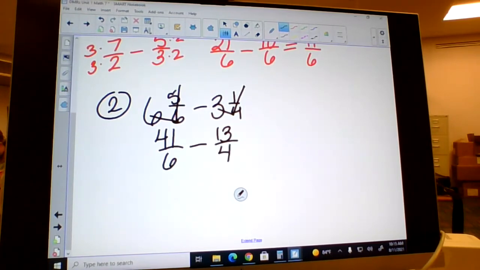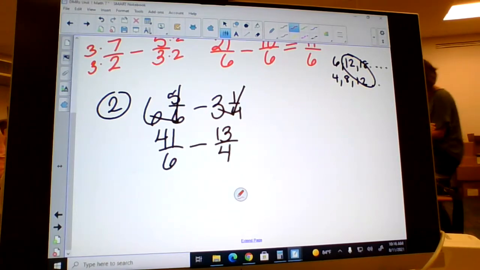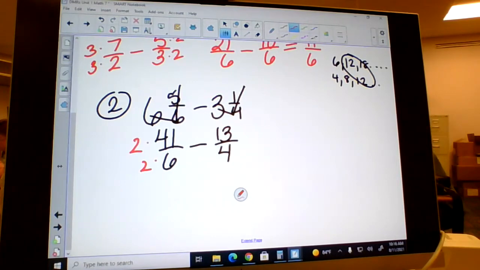Now, common denominator here. 12. If that didn't work for you, then make them 24. 6 times 4 is 24. That's totally fine. You'll just have to reduce at the end, and it's not that big of a deal, okay? But 12, if you're wondering how is she getting 12? Count by 6s. 6, 12, 18, so on. And 4s. 4, 8, 12. 12 is what I would make them. Okay? So what do I multiply 6 by? 2. And what about 4? 3.